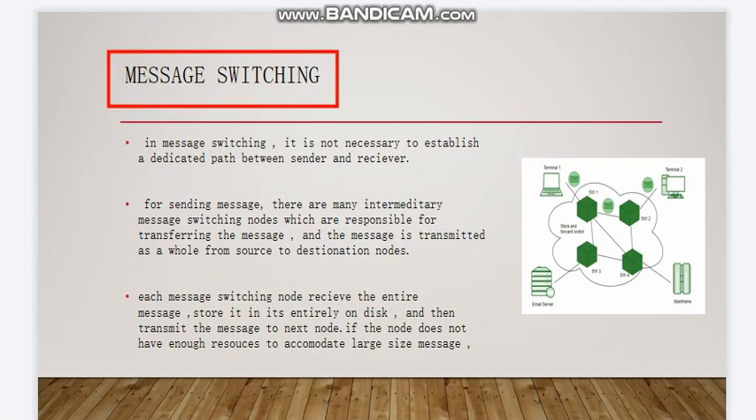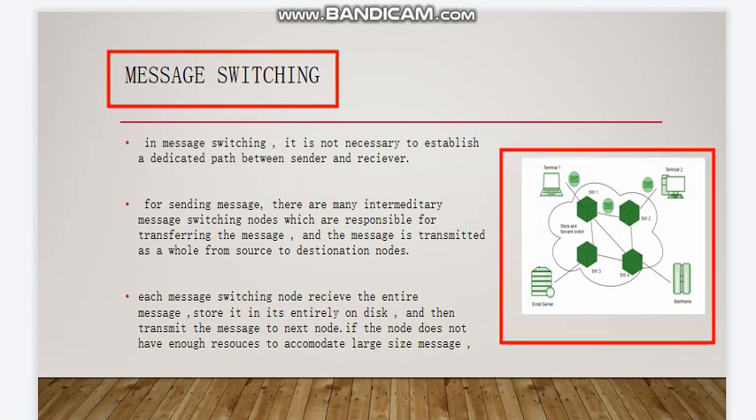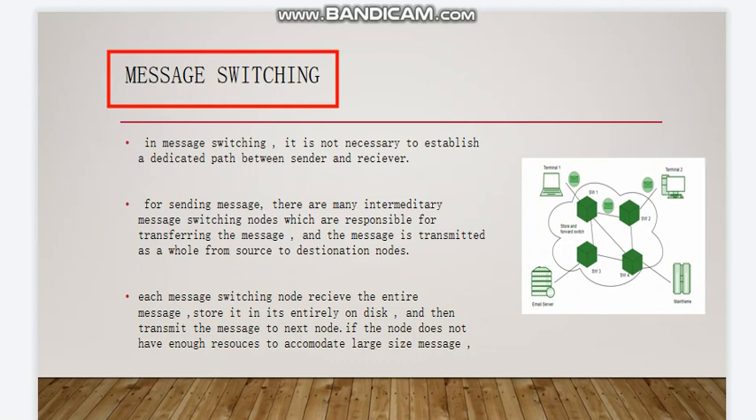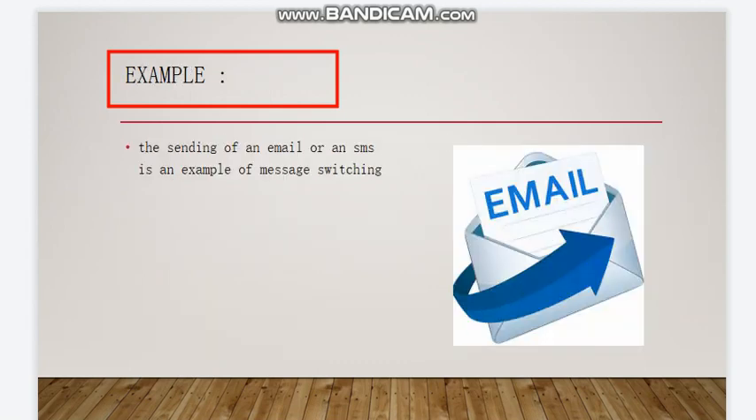Each message switching node receives the entire message, stores it in its entirety on disk, and then transmits the message to the next node, if the node has enough resources to accommodate the large size message. Here you can see the diagram of message switching. For example, sending an email or an SMS is an example of message switching.